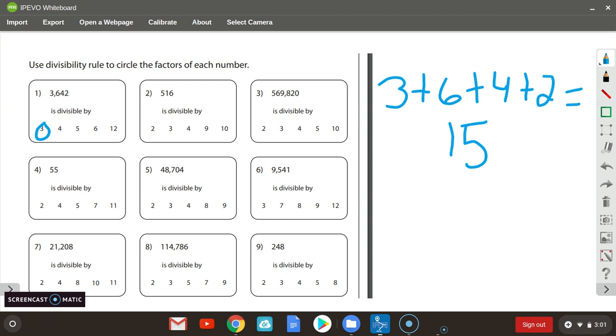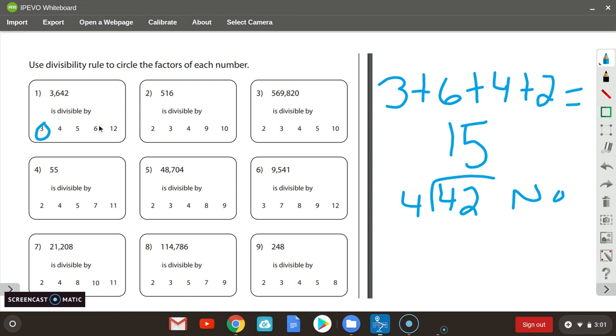Then the next value that I take a look at is 4. For 4, I look at the last 2 digits, which is 42. And I say, can 42 go into 4 evenly? And the answer is no. So it's not divisible by 4. It doesn't end in 5, so it's not divisible by 5.